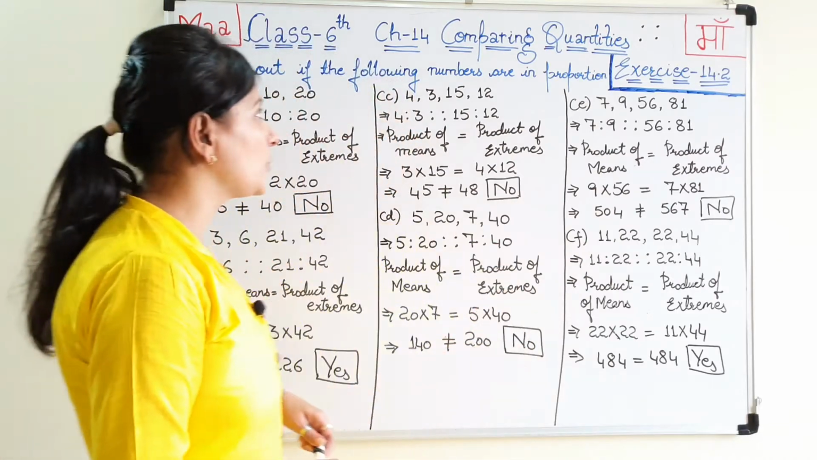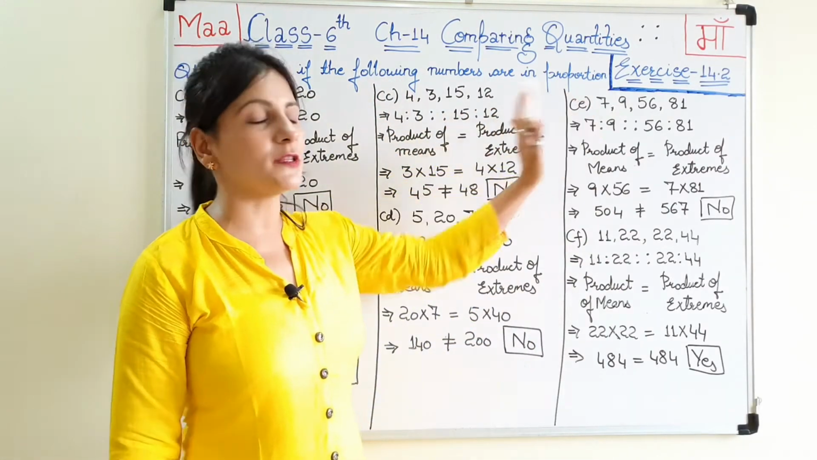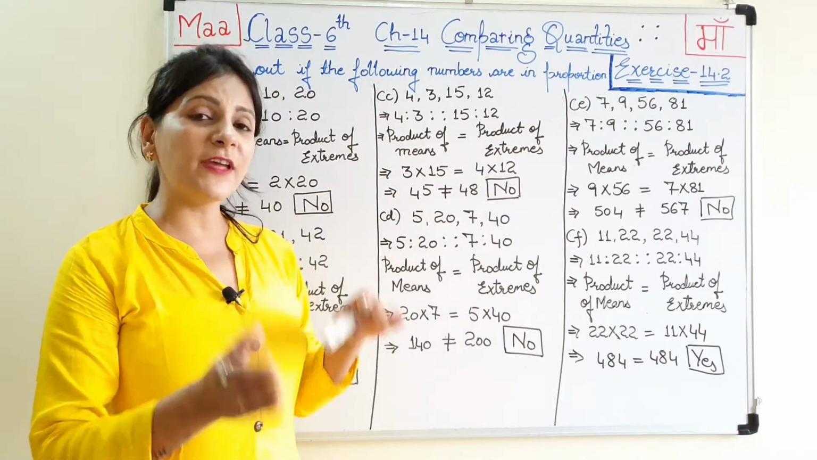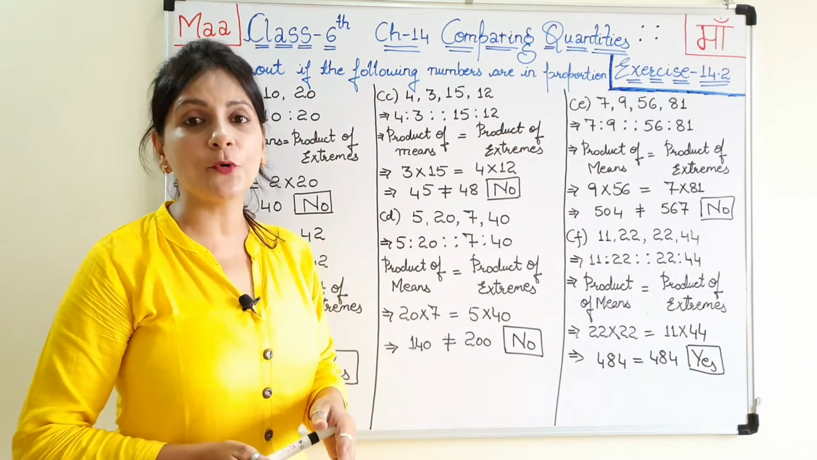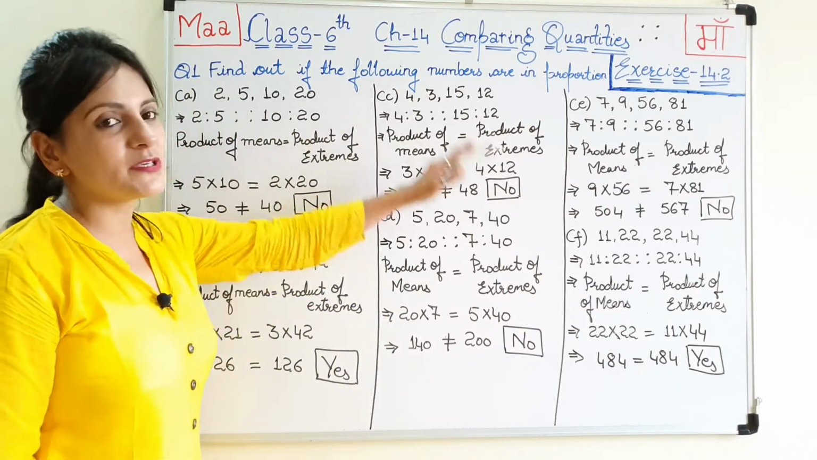So let us begin with question number first. It is: find out if the following numbers are in proportion. Some parts are given and we have to find out whether it is in proportion or not. So see how to do it. You will find 4 numbers in all the parts.